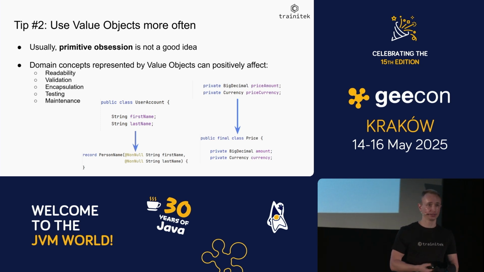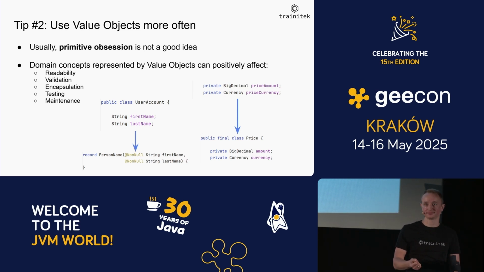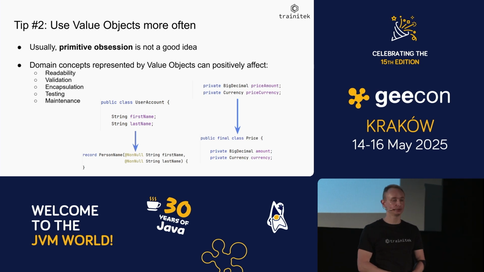For example, readability, right? Because instead of going through this code and trying to work out what means what, you will have a clear name for this, like a person name. All right, that's much better. Validation. You can put all of those simple validation rules inside those value objects, and value objects will always be valid when you want to use them.